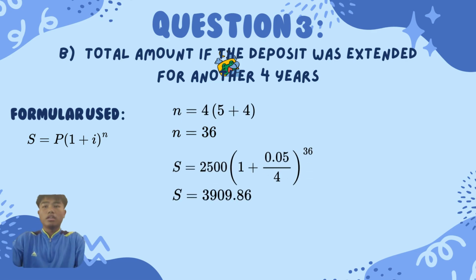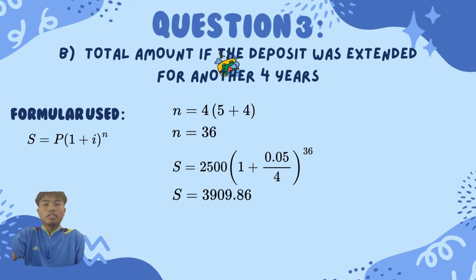For question B, the investment continues for an additional 4 years. So the total time becomes 5 plus 4, which is 9 years. Using the same formula, S equals P, open bracket 1 plus I, close bracket to the power of N, with N equal to 4 times 9, we substitute all values into the formula. And the final amount after the extension is 3,909 and 86.